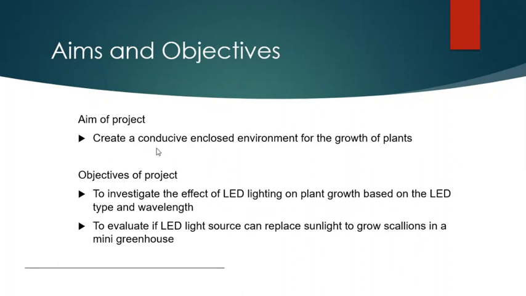The aim of the project is to study and produce a conducive and closed environment for the growth of plants. There are two objectives in this project. Firstly, it is to investigate the effect of LED lighting on plant growth, based on the LED type and wavelength. Secondly, it is carried out to evaluate if LED light source is able to replace sunlight to grow scallions in a mini greenhouse.